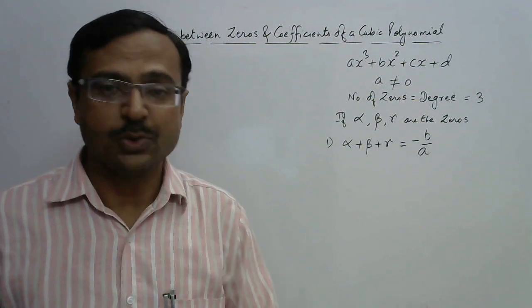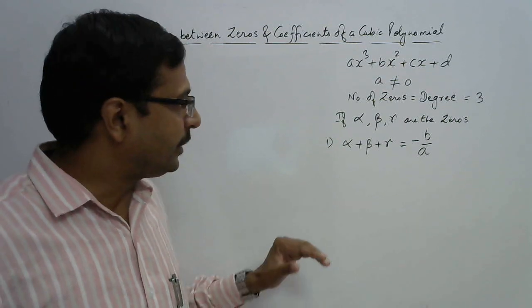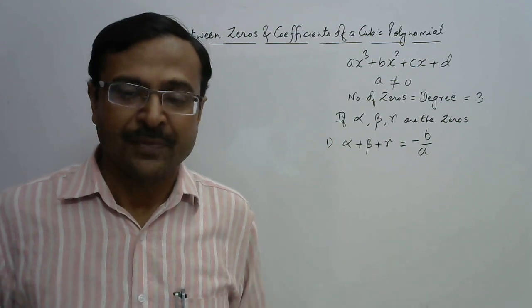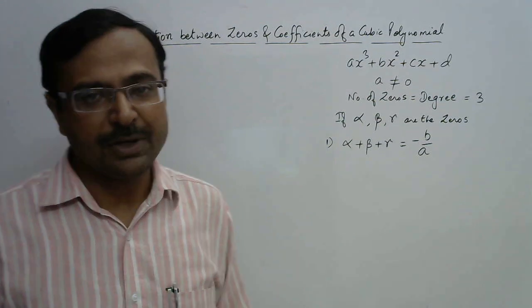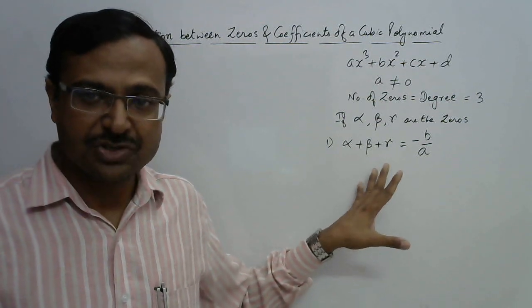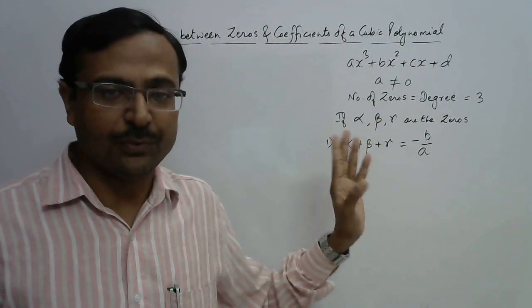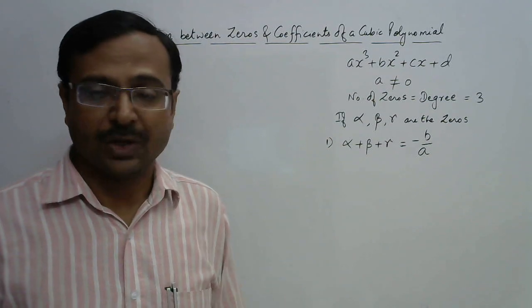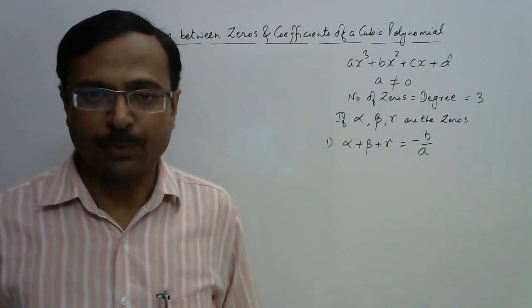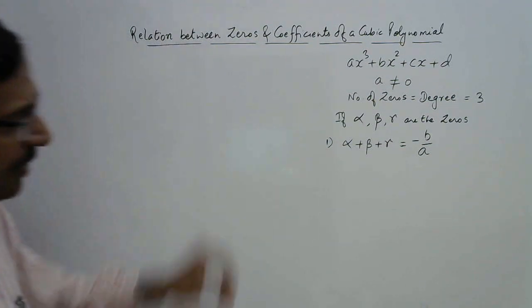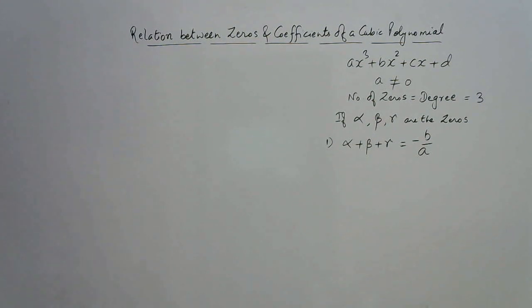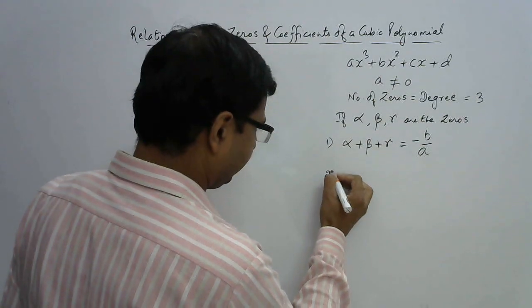In class 10th also you have this topic, in the chapter on polynomials, and in subsequent classes obviously at competition level this relationship between the zeros and the coefficients of the polynomial is used in a wide variety of problems. This is the first relationship, that is the sum of zeros of a cubic polynomial is always equal to negative coefficient of x square upon coefficient of x cube. Let us take the second relationship.